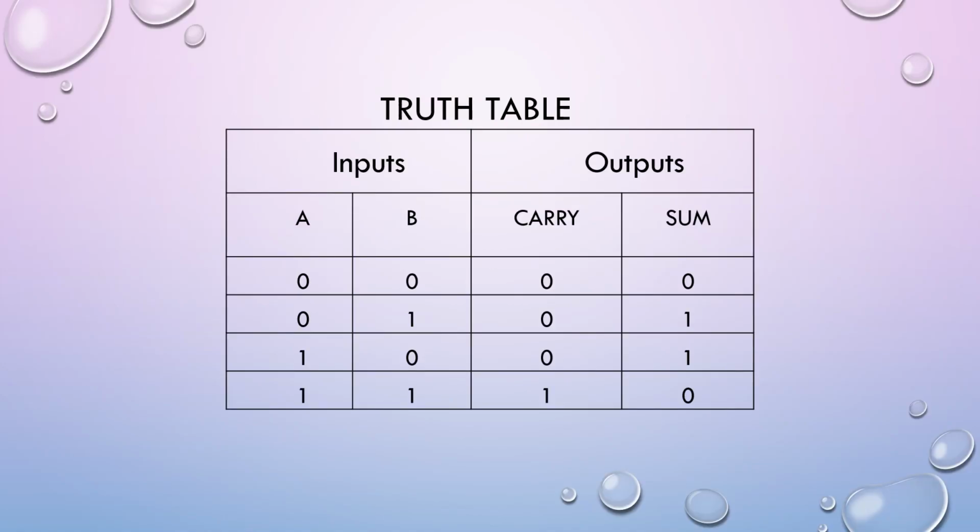Let's see the truth table of half-adder. Inputs given A, B. When both the inputs are 0, the carry will be 0 and the sum will be 0. When B is 1, the carry will be 0, the sum will be 1. When A is 1, the carry will still remain 0, the sum will be 1. When both A and B are 1, the carry will be 1, the sum will be 0.